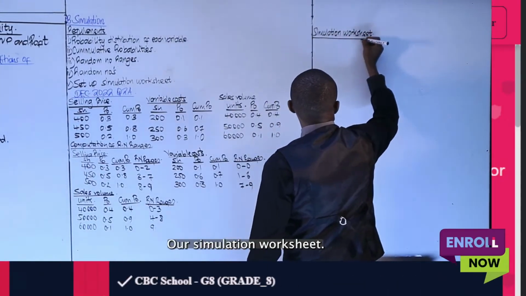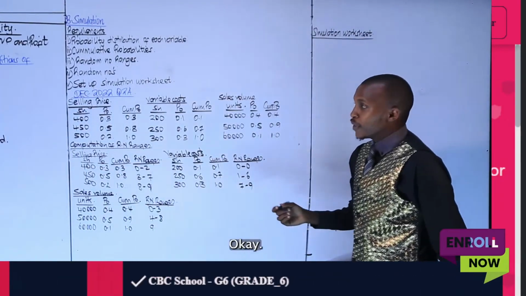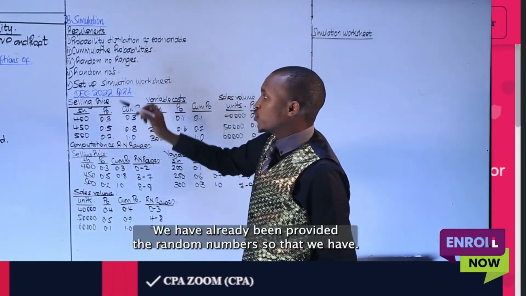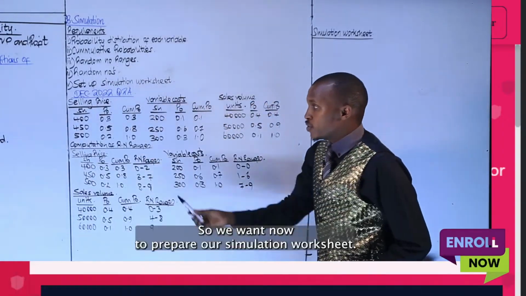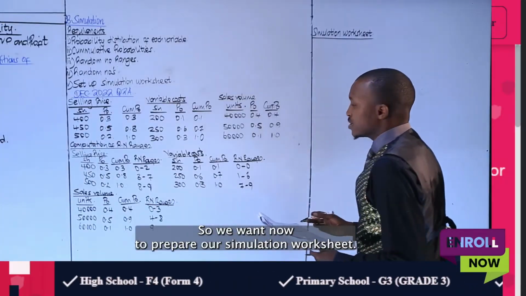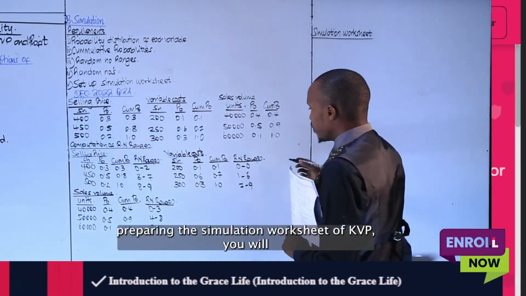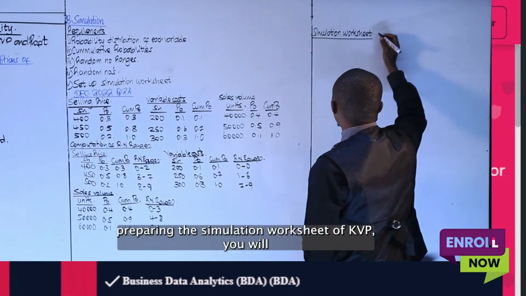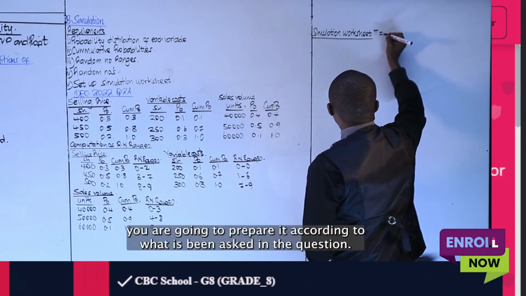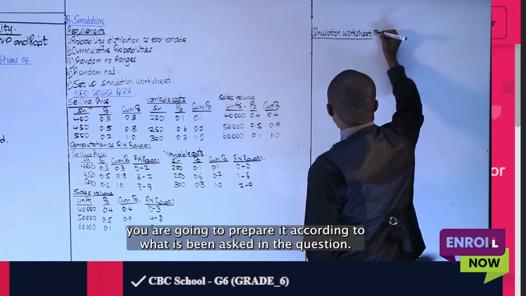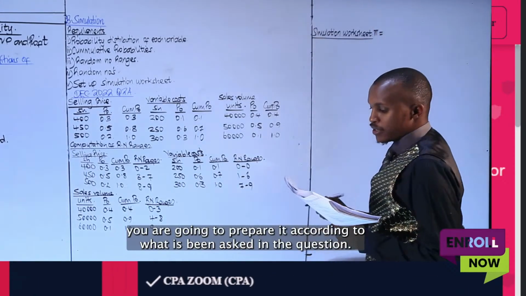Our simulation worksheet. We have already been provided the random numbers, so we now want to prepare our simulation worksheet. When you're preparing this simulation worksheet of CVP, you're going to prepare it according to what is being asked in the question.